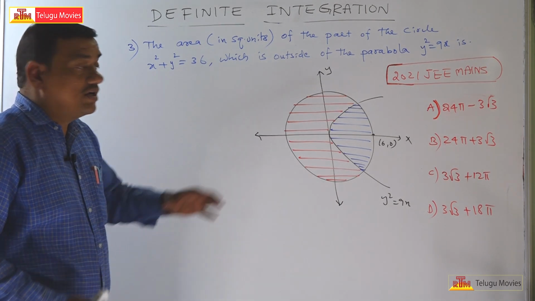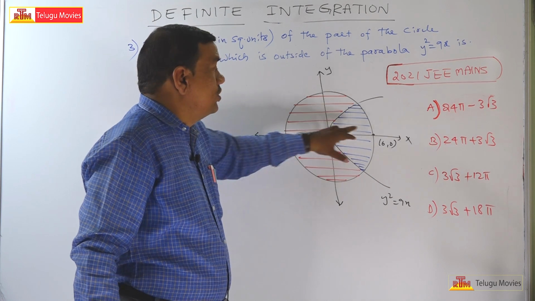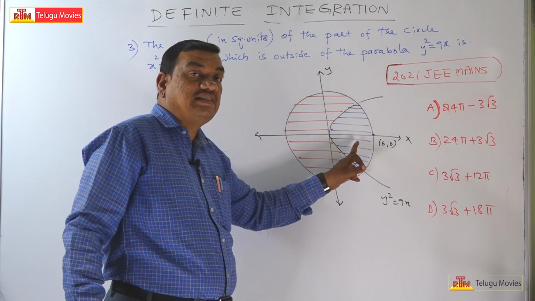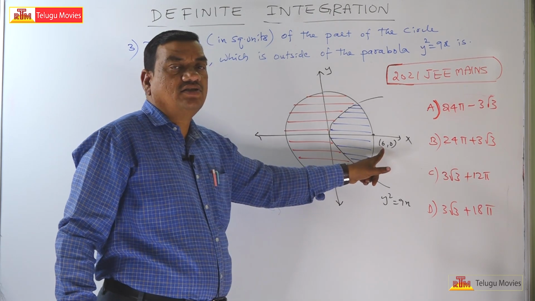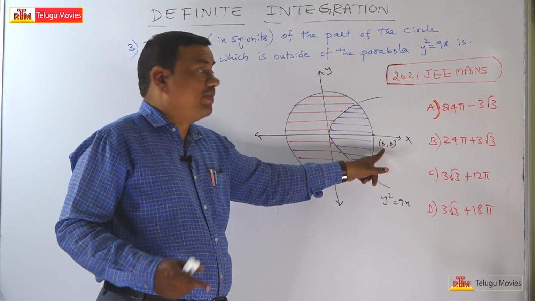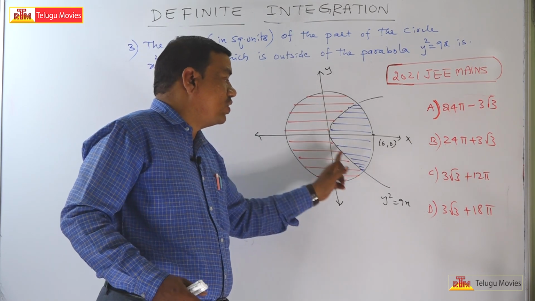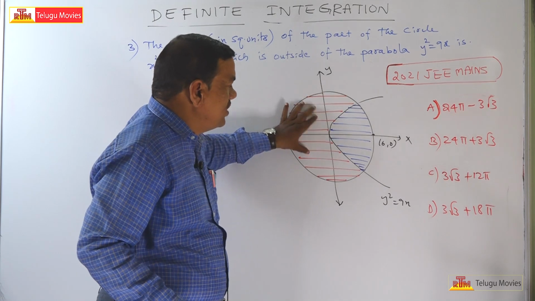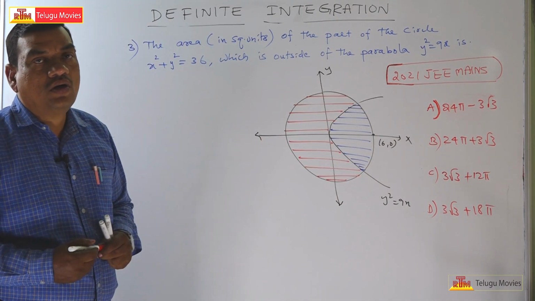So now the required area, that means the red color part, is equal to the circle area minus the blue color area. Circle area we know, radius is r, pi r square, 36 pi. From that, if you subtract the area of this blue colored shaded part, then we get the required area. Then how to find that?